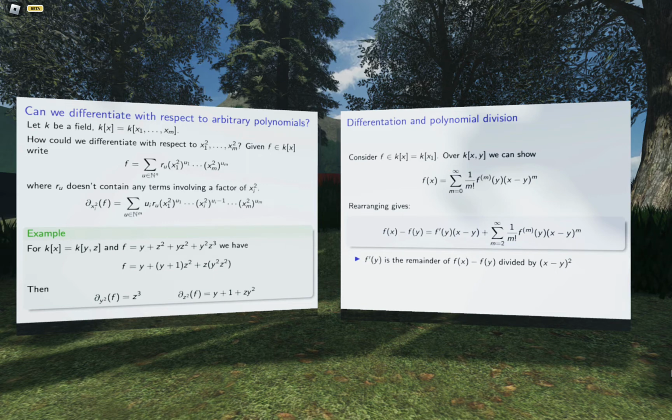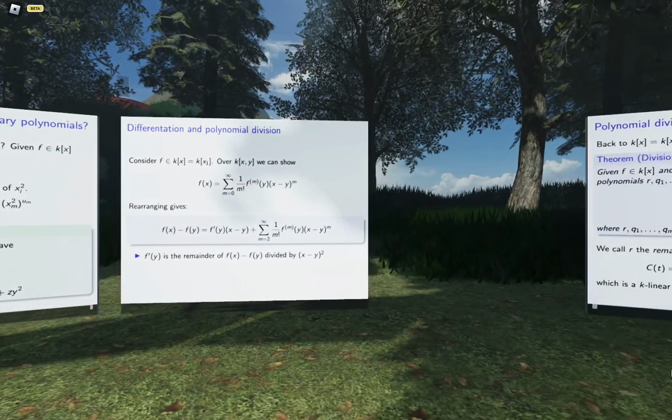And what that says is that the differential of f as a polynomial in y is the remainder of f of x minus f of y divided by the polynomial x minus y squared, right? So this is what we're basing our generalization of differentiation on. Okay, so let's take a look at the next slides.